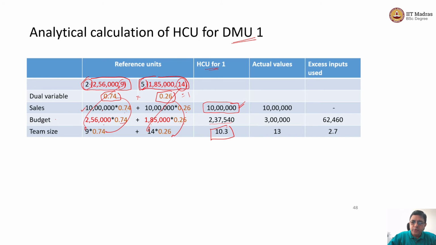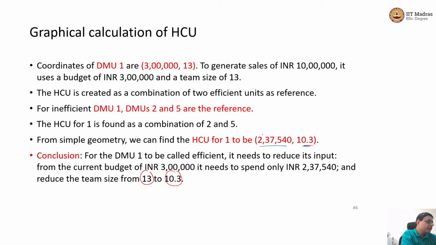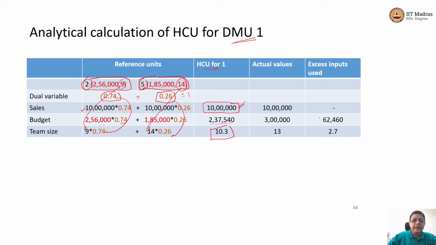So, you notice that this is the same solution that we had identified using the geometric method. That method did not use optimization. It simply said, I know the equations of two lines, find the point of intersection of the two lines, and using simple geometry, we identified 237,540 to be the budget and 10.3 to be the team size. Now we have obtained the same values using an optimization logic, particularly using the dual variable values.